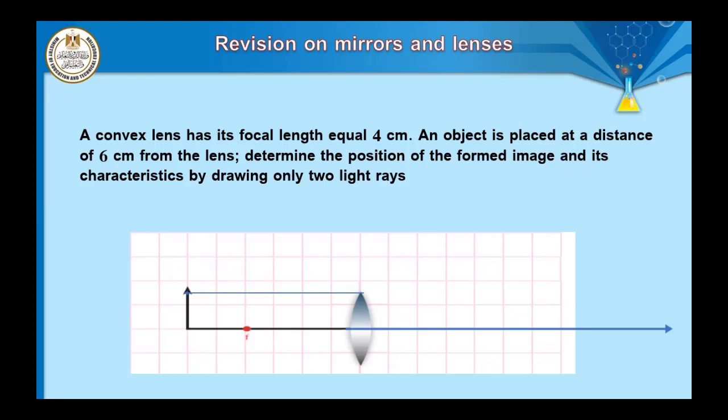The first ray is parallel to the principal axis, it will refract passing through the focus. And the second ray passes through the optical center. This image will be formed at a distance greater than double the focal length. What are the properties of this image? Real, inverted, and enlarged.